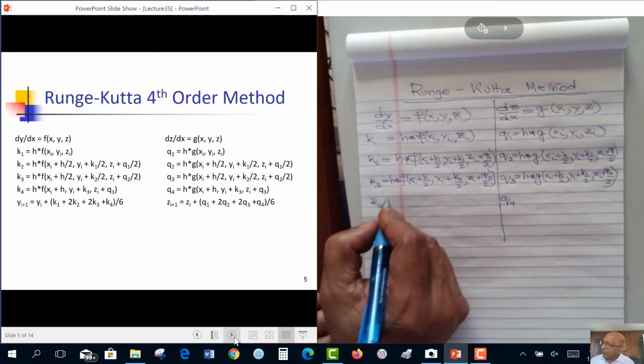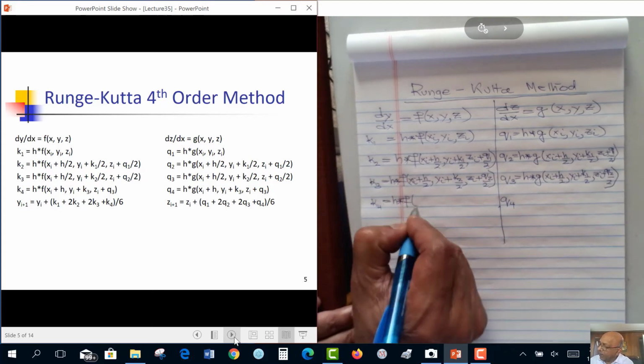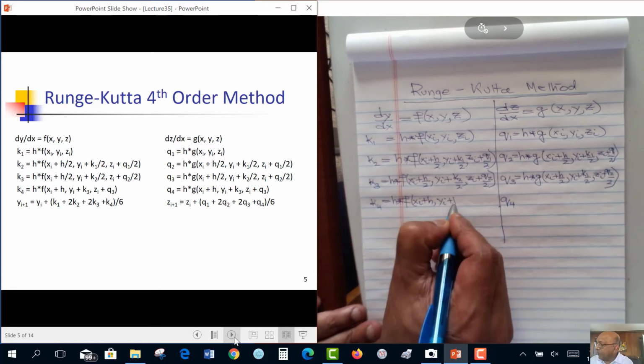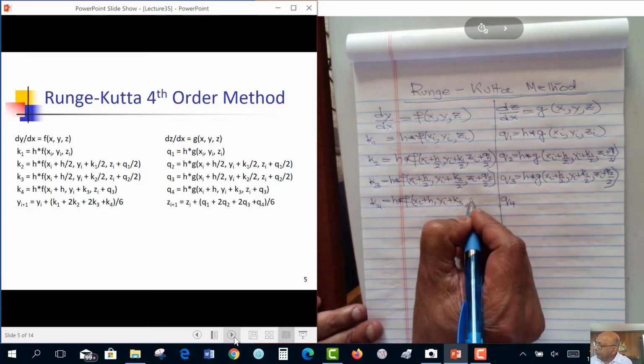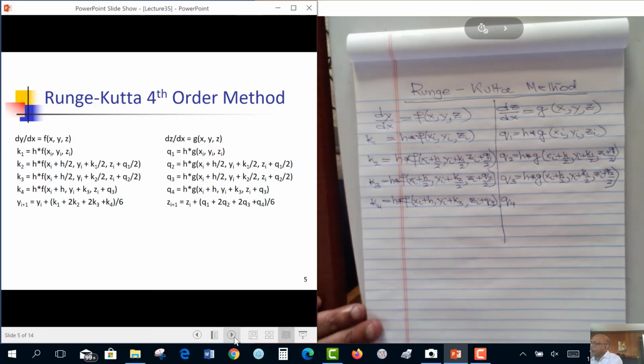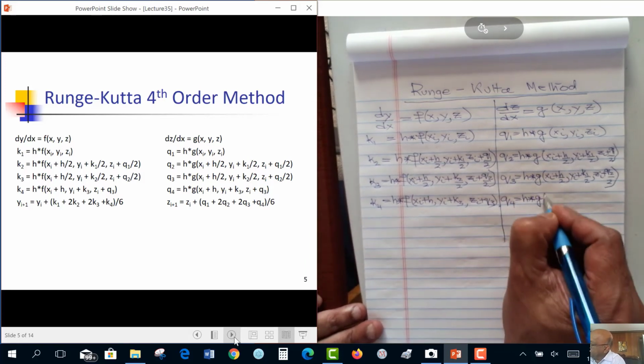Okay. And then 4 is the rectangle on the right edge: xi plus h, yi plus k3, and zi plus q3. All right. Same arguments.